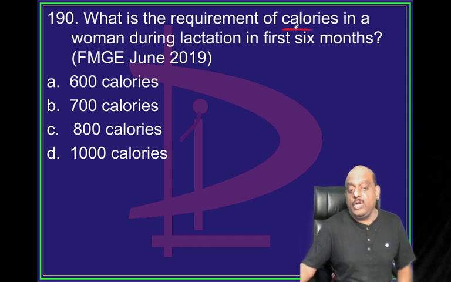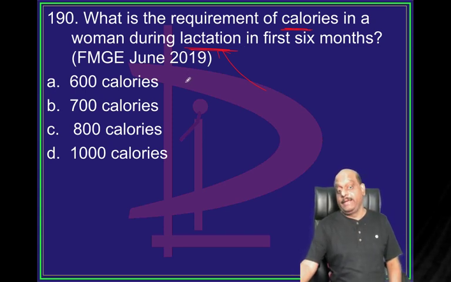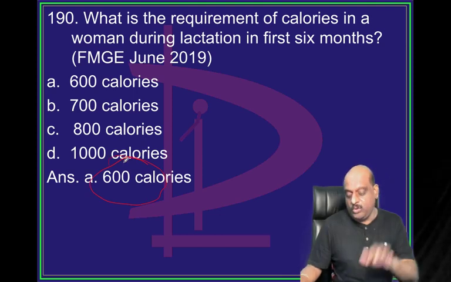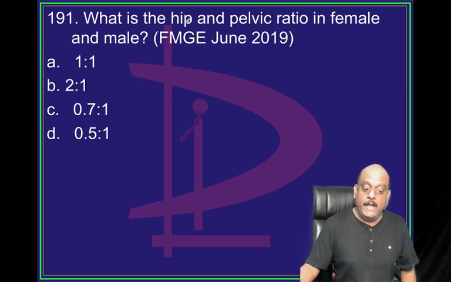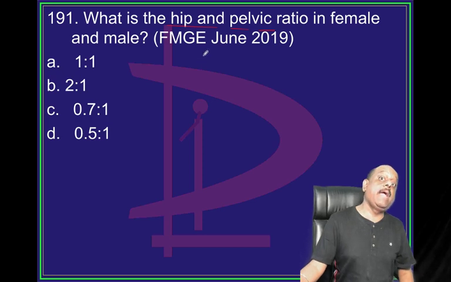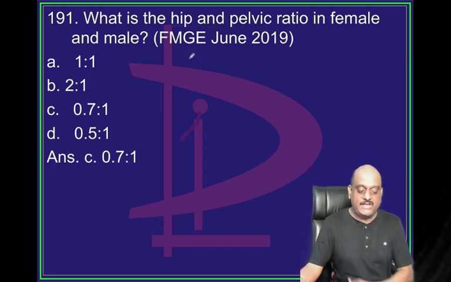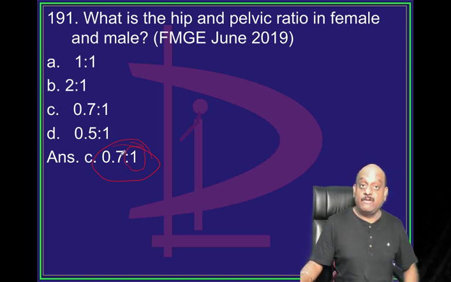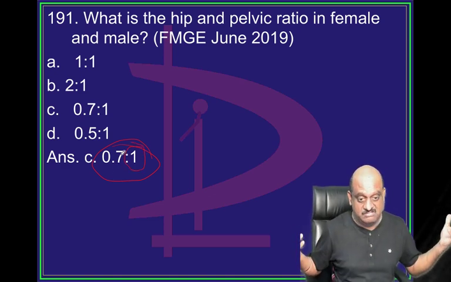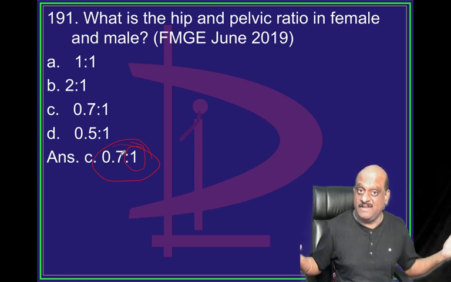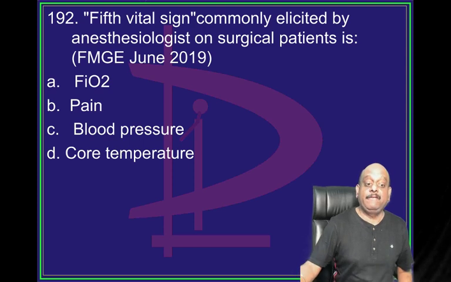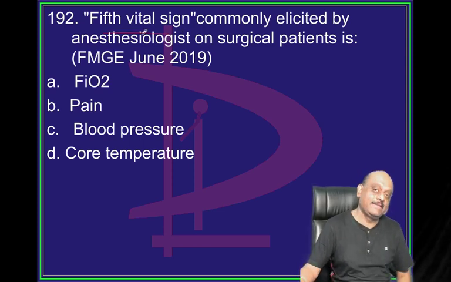Now how many calories are required additionally for a lactating female in the first 6 months, doctor? 600 calories. Hip to pelvic ratio in female and male. Don't try to test it in exam hall. 0.7:1. Female has a wider pelvis because she is the seat of the cradle of the civilization and evolution of the mankind. What is the fifth vital sign, doctor?